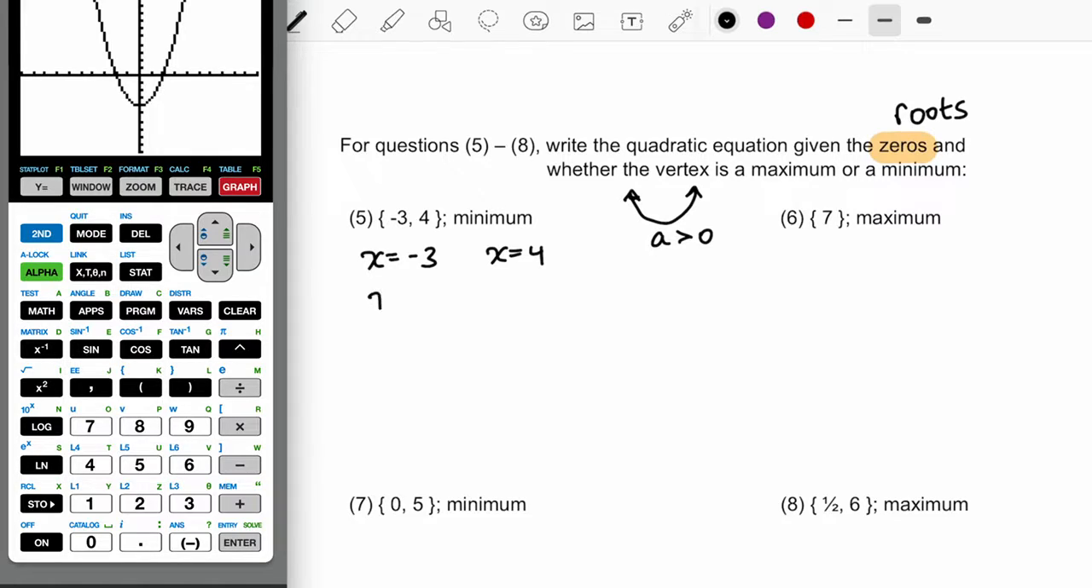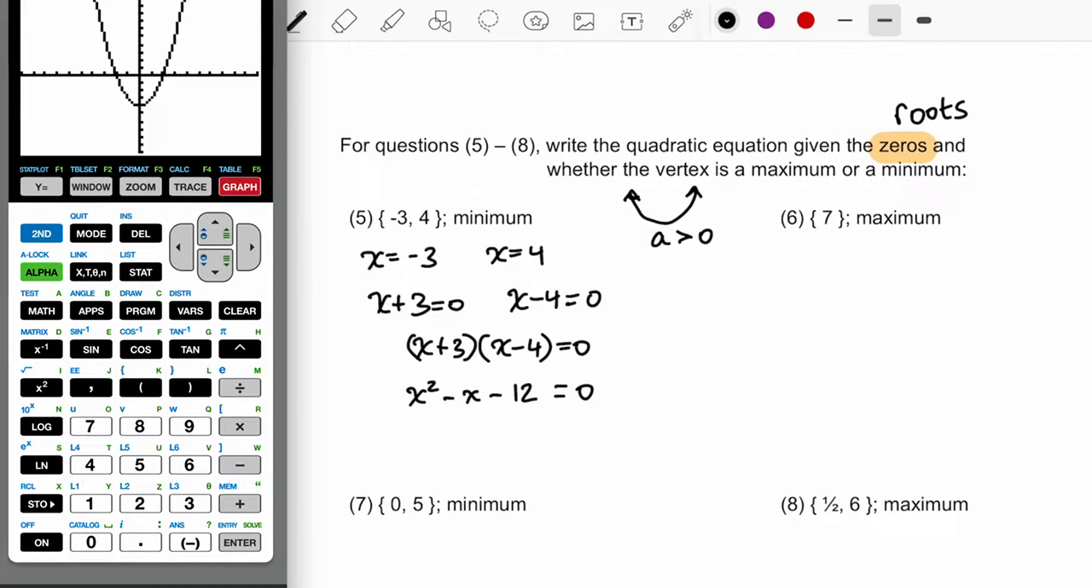All right, and so x is equal to -3, which means x plus 3 is equal to 0. X minus 4 is equal to 0. X plus 3 times x minus 4 also equal to 0. So we get x squared minus x minus 12 is equal to 0. I need to make sure that my a value is positive. The a value is equal to 1, so definitely positive. So I can call this my final answer.